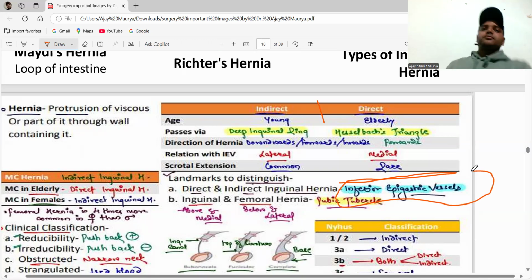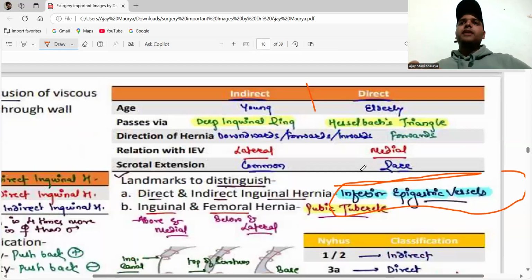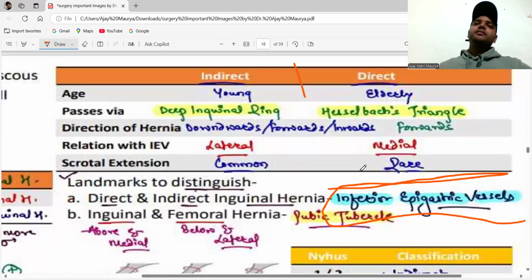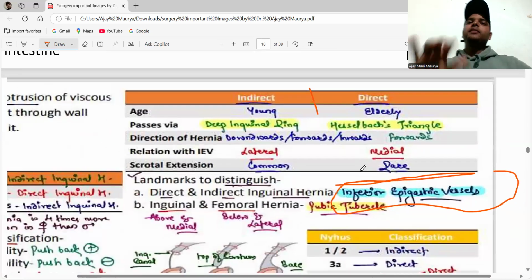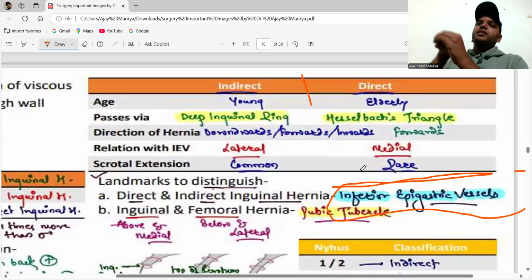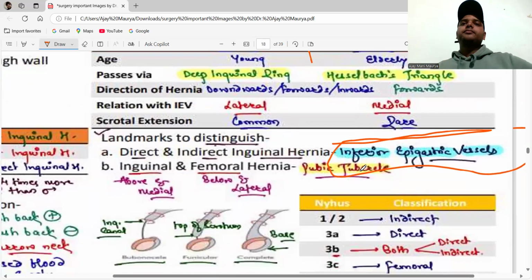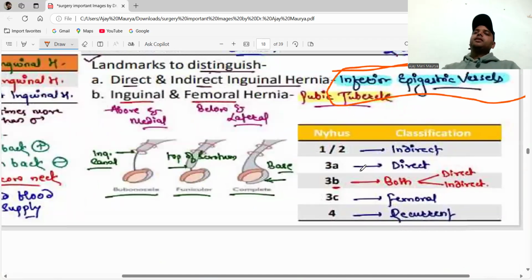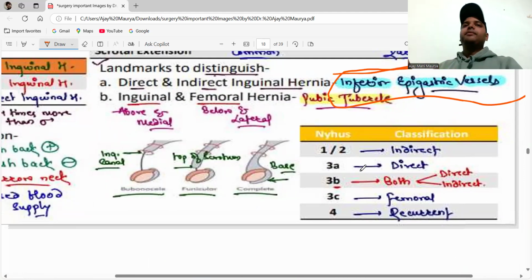I think everyone knows about the Hesselbach triangle, guys. Now, if the hernia is passing through the Hesselbach triangle, it is the direct hernia; otherwise, this is the indirect hernia. Also remember, this is the Nyhus classification. If they mention 3A, 3B, or 3C, or 4, the 4 is a recurrent. 3A is the direct one. I think everyone knows about this one.